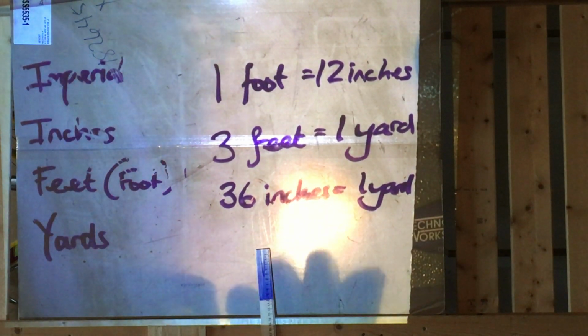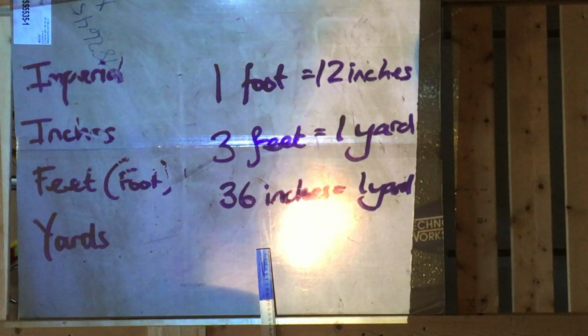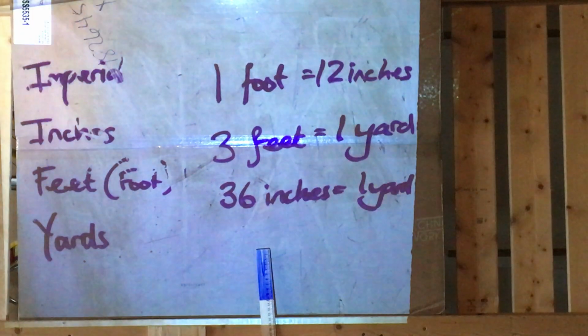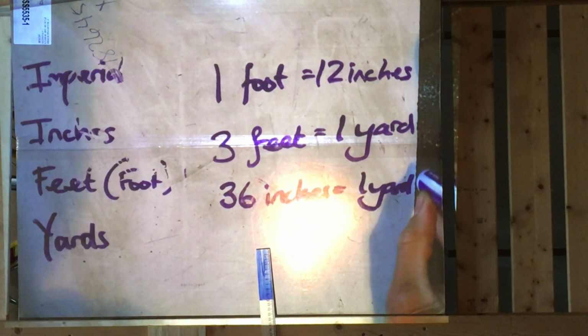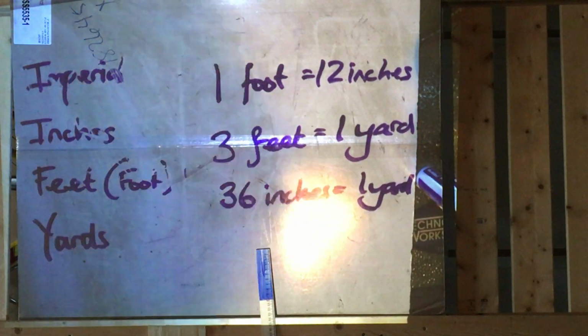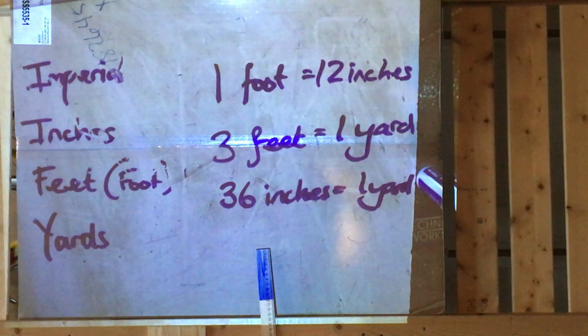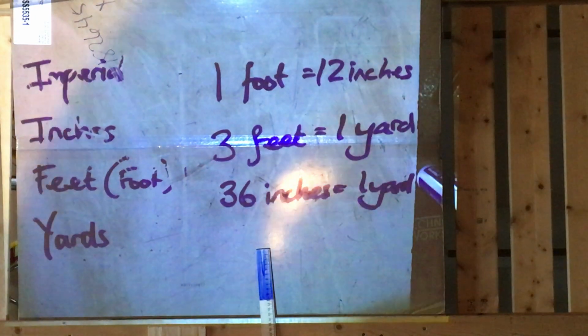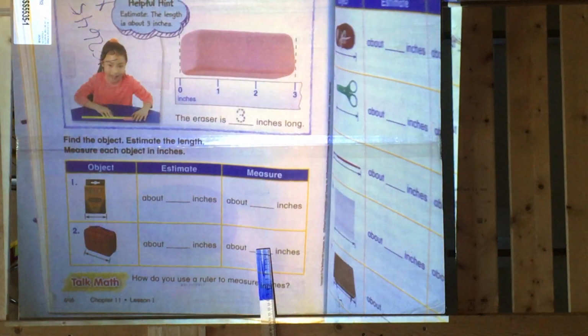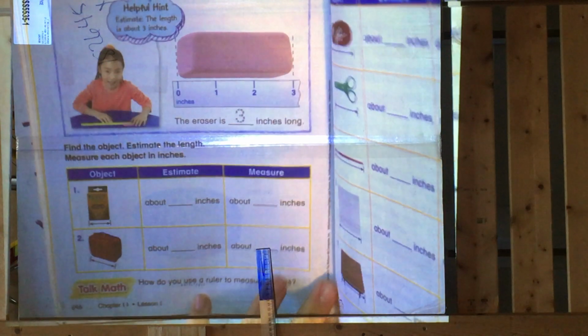Okay? Pretty straightforward stuff. So, what I'd like you to do today is simply to estimate and then measure. You can have a look in chapter 11, lesson 1, page 646. You can do that, or you can do your own. And I'll show you this really quickly. If you've got the book, great. If you don't, I'll copy it for you, obviously.